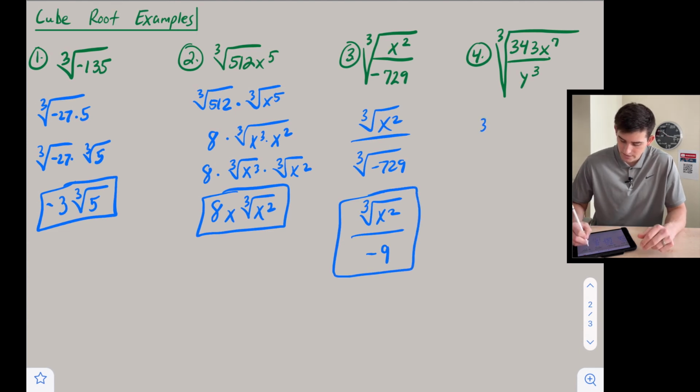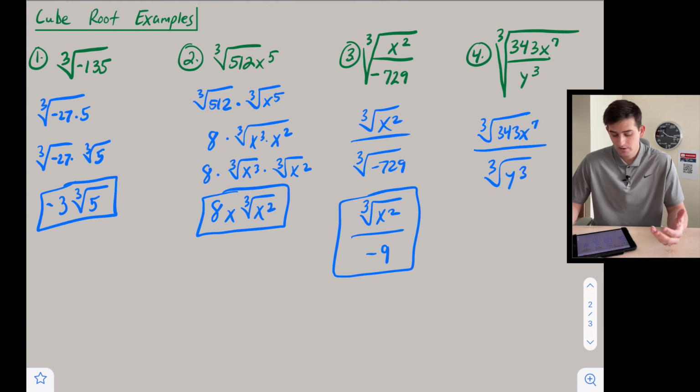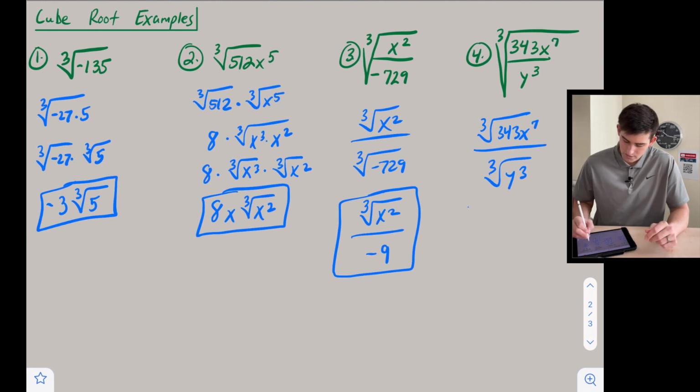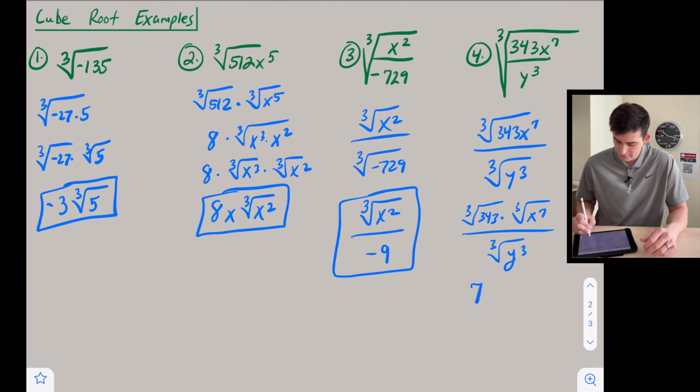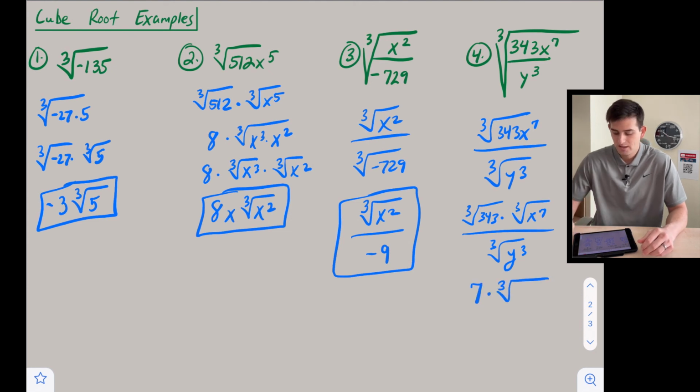Let's separate this. We're going to say the cube root of 343 x to the 7th divided by the cube root of y cubed. Once again, we have in the numerator a product, 343 x to the 7th. So we could say the cube root of 343 times the cube root of x to the 7th, and then over the cube root of y cubed. Okay, so now the cube root of 343, also a perfect cube, that is 7 cubed. So we can write this as 7 times the cube root of, and now let's separate x to the 7th to get factors of x cubed, because that's what's going to cancel, right?